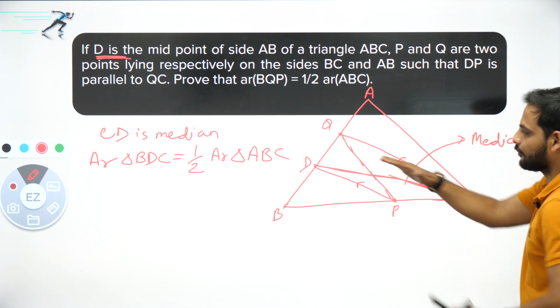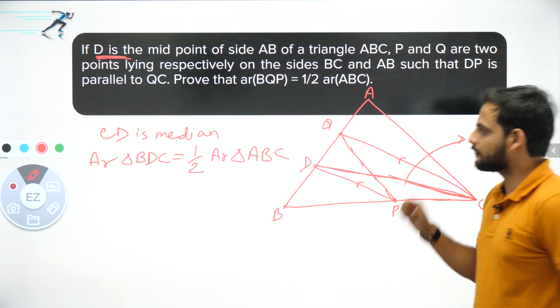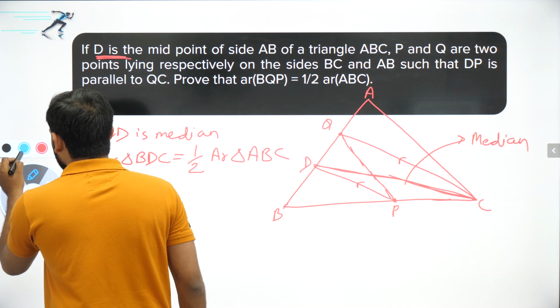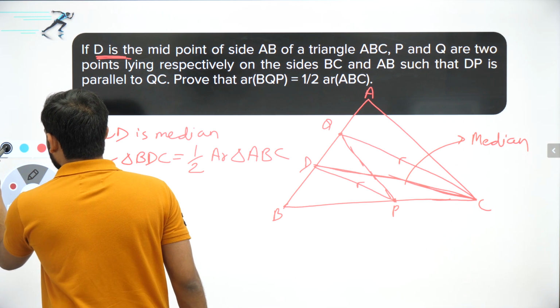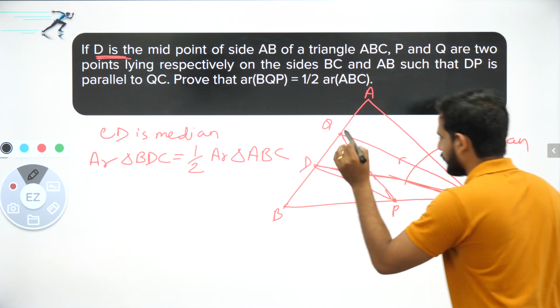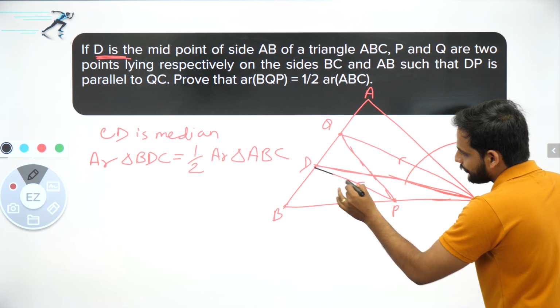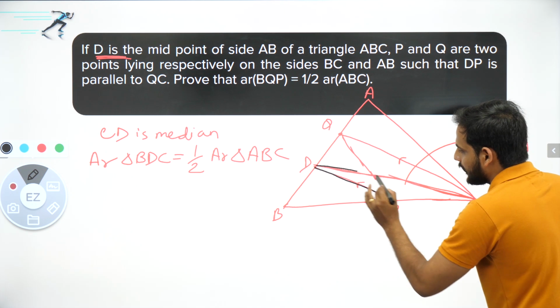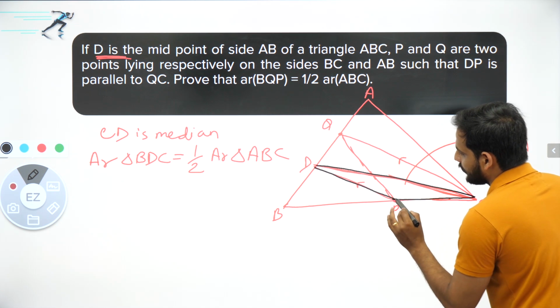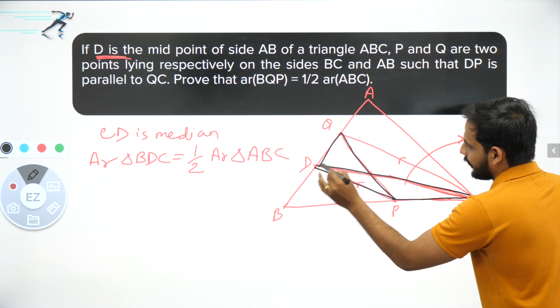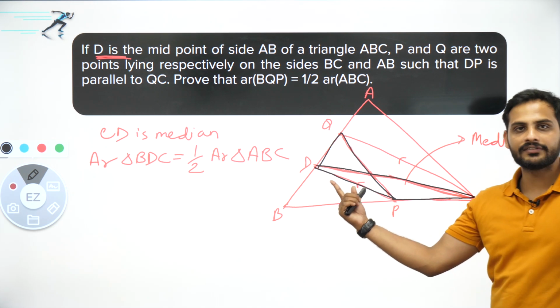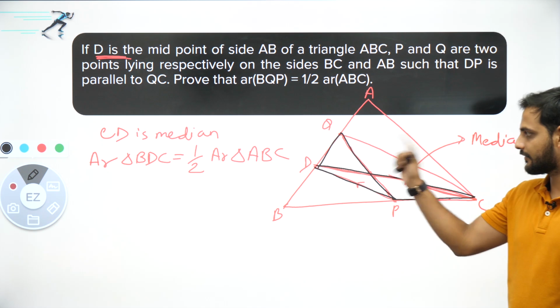Now look at one thing. This PD is parallel to QC. So if you focus only on these two parallel lines, you will see that between these parallel lines there are two triangles. If you keep DP as your base, this is your first triangle and this is your second triangle. These two triangles have the same base, which is DP, and they are between the same parallel lines.